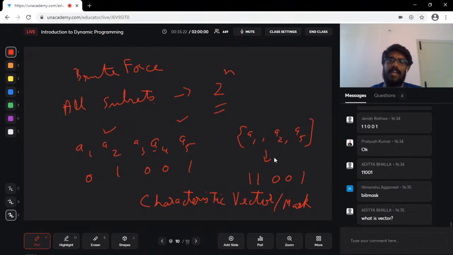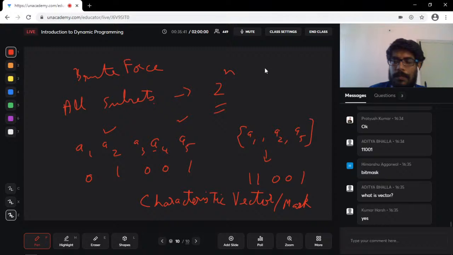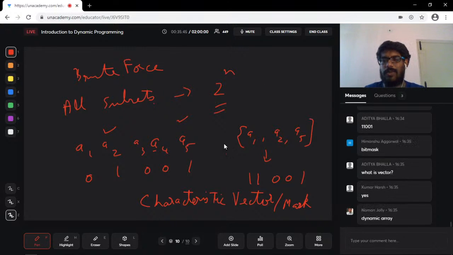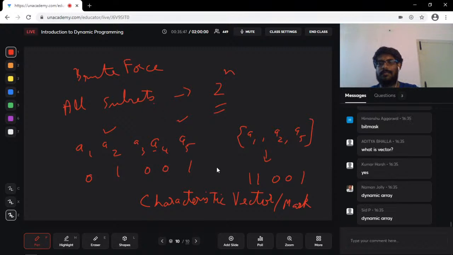So why are we going to this? What is a vector? That's a good question. You don't need to worry about it. If you're in college, you might have seen vectors in high school. It's like a matrix, right? It's like a 1D matrix in a sense. But that doesn't matter. Don't worry about the actual word.